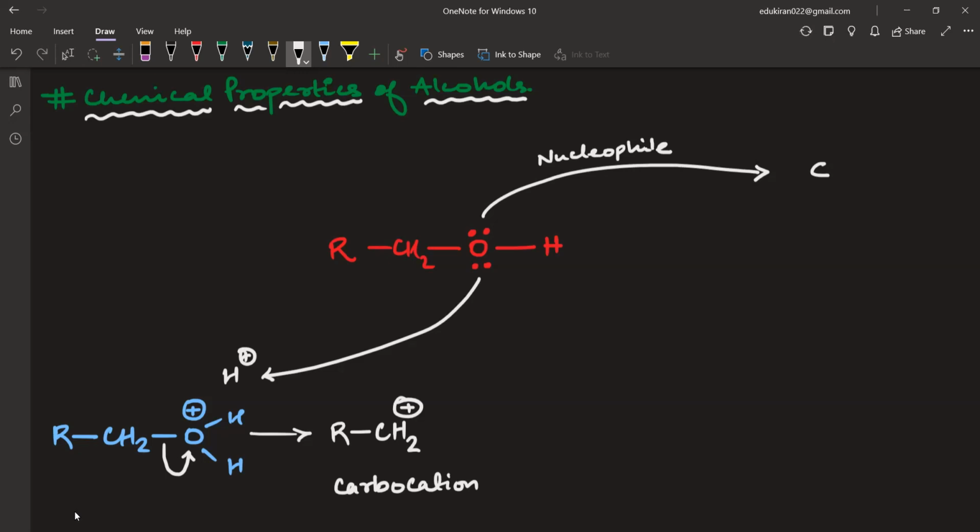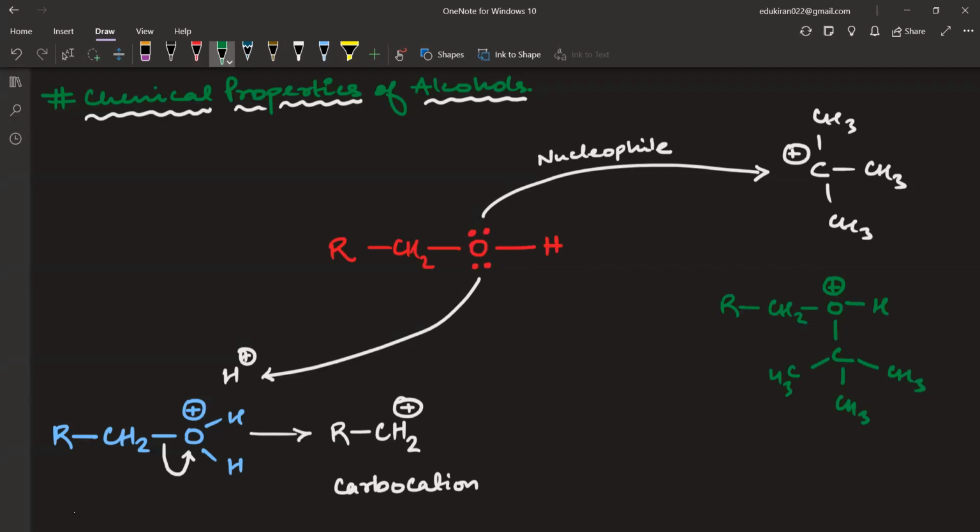Now, what is going to happen when this oxygen attacks some carbon atom, let us say some carbon atom with a positive charge, CH3, CH3, CH3 and a positive charge? It attacks here and I will get R CH2 oxygen. Now this oxygen has been joined with this carbon atom, which has 3 CH3 groups. Next we have the hydrogen as it is, and a positive charge on the oxygen atom.